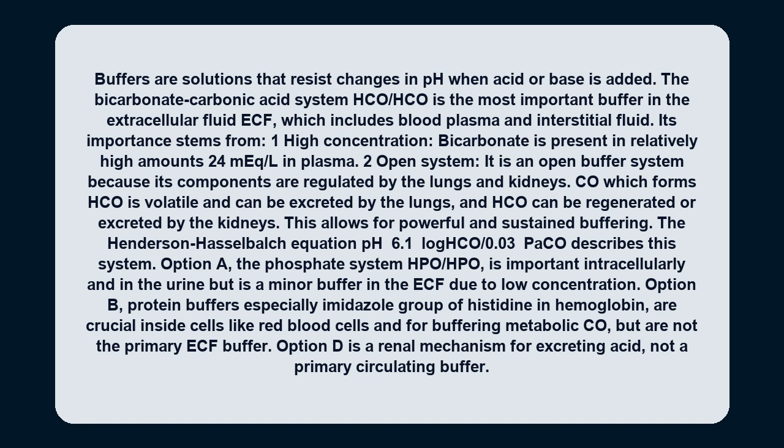Option A, the phosphate system, HPO4 2-/H2PO4-, is important intracellularly and in the urine, but is a minor buffer in the ECF due to low concentration. Option B, protein buffers, especially the imidazole group of histidine in hemoglobin, are crucial inside cells like red blood cells and for buffering metabolic CO2, but are not the primary ECF buffer. Option D is a renal mechanism for excreting acid, not a primary circulating buffer.